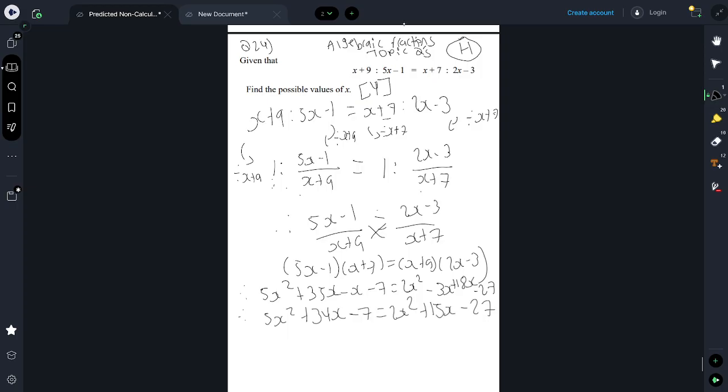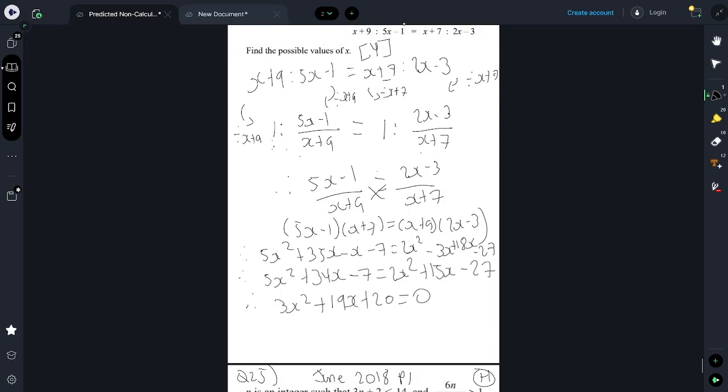Cool. Now we can move everything to one side to get a quadratic, because obviously this is going to give a quadratic equation. So that means 5x squared minus 2x squared. Let's move it all to the left. That's 3x squared, plus 34x minus 15x, that's going to give you 19x, and then minus 7 plus 27, that's going to give plus 20 equals 0. Cool. Hopefully it should be right.